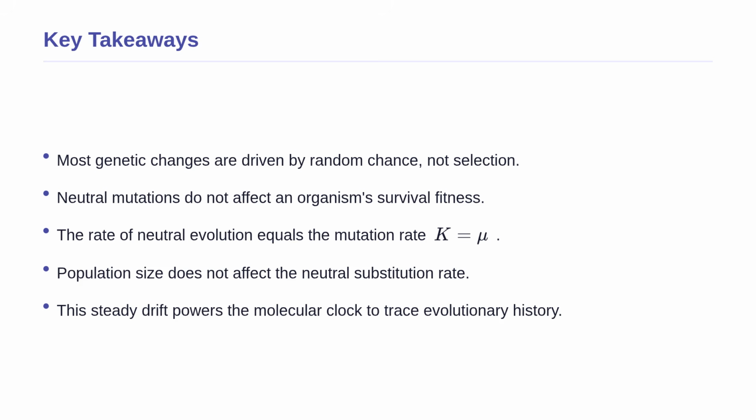While natural selection shapes the traits we can see, random neutral drift shapes the vast majority of the DNA we cannot see. You now have a solid understanding of the neutral theory of evolution.